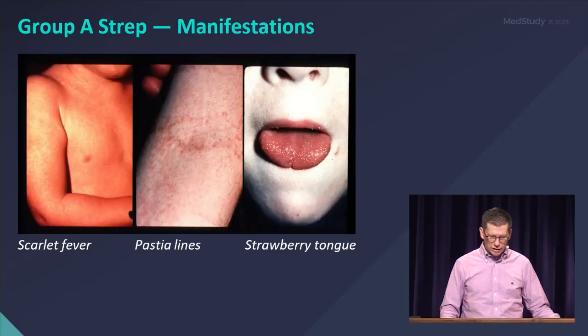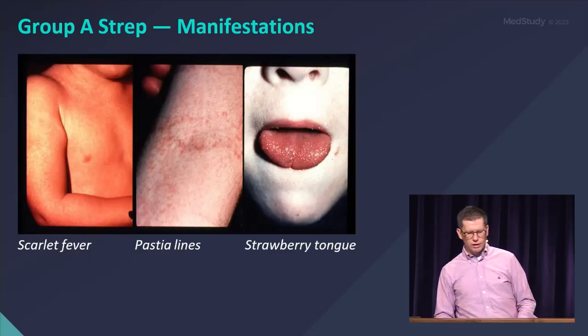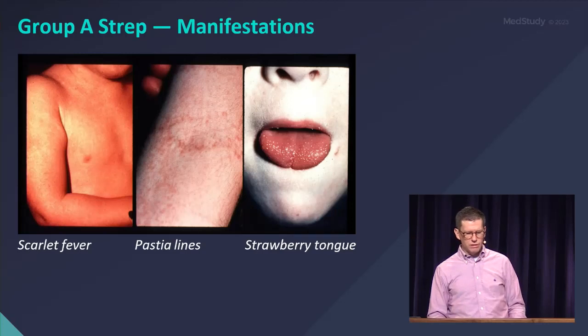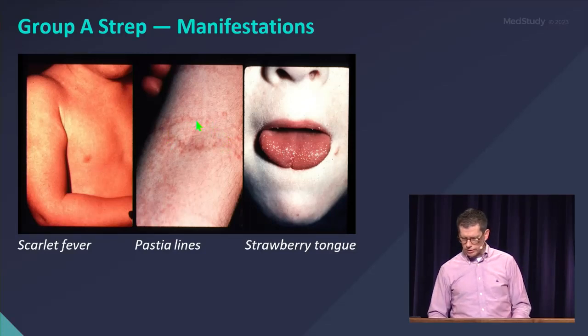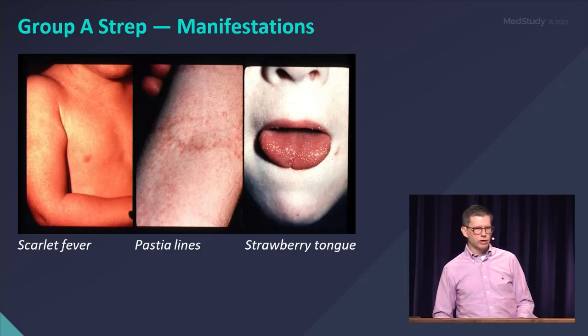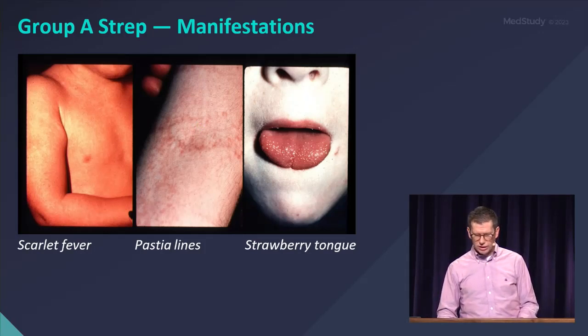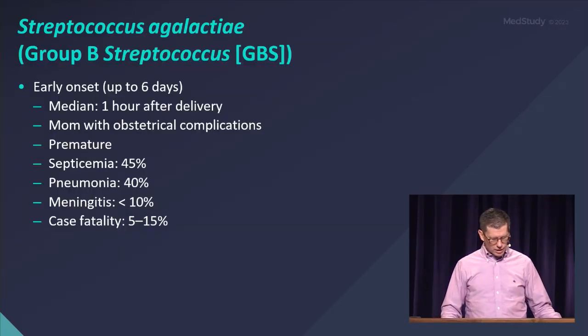So group A strep, right, we think about it with scarlet fever. We think about the picture in the middle, the Pastia lines that you can see here that are pretty classic for group A strep, and then the strawberry tongue. Again, strawberry tongue is not specific to group A strep, and we'll talk about some other manifestations or other systems, other illnesses that you can see a strawberry tongue with.